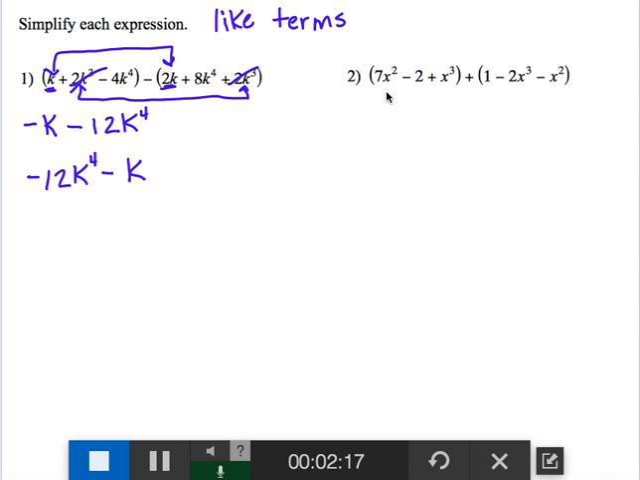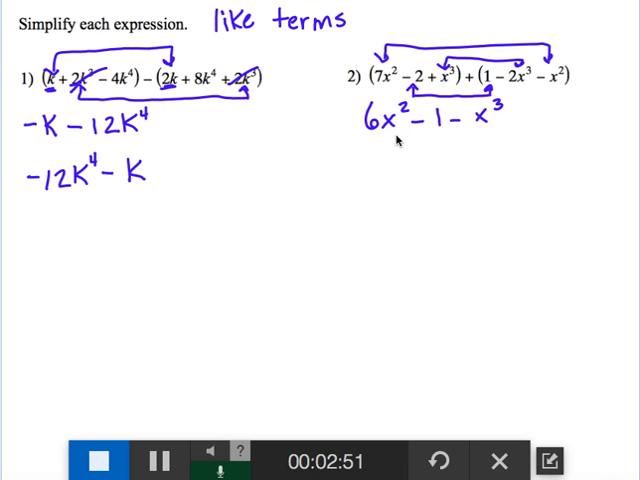All right, for the second one, you have 7x squared, and that's going to be added to a negative x squared. So that's really going to be just 7 minus 1. So that's 6x squared. Then you have a negative 2 plus 1, and that's going to give you negative 1. Then you have an x cubed plus a negative 2x cubed. And that's going to give you a negative 1x cubed, or just negative x cubed.